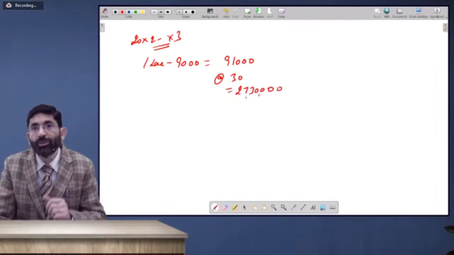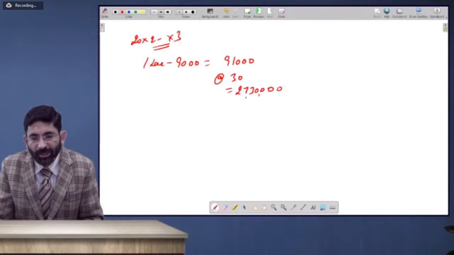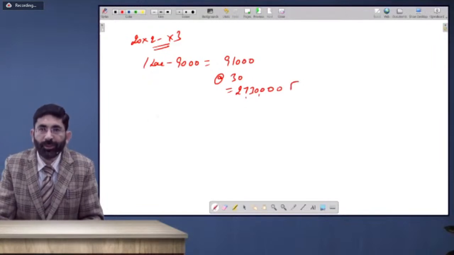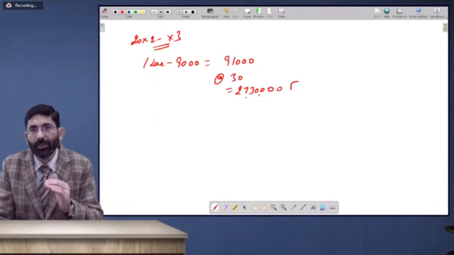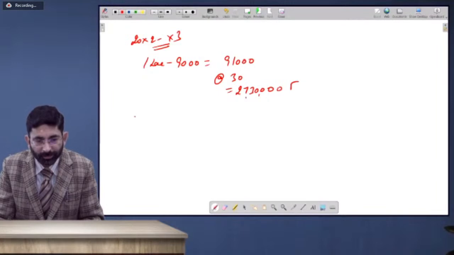How much loss is already written off by us, and how much loss is to be written off up to this date? Let's see, 27 lakh 30,000 is to be written off during the total tenure. How much is the tenure? Tenure means vesting period.